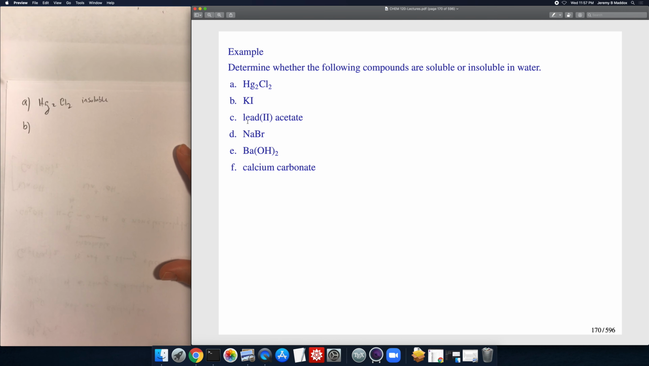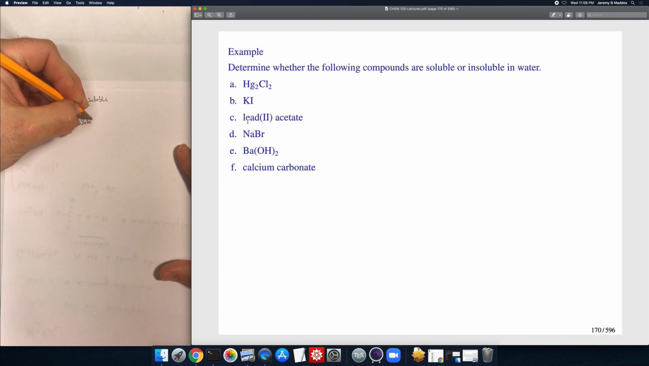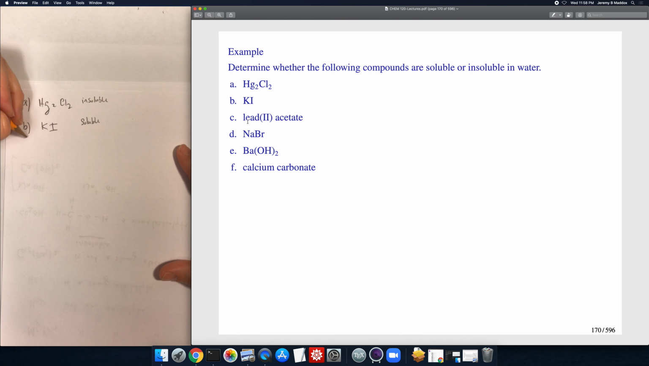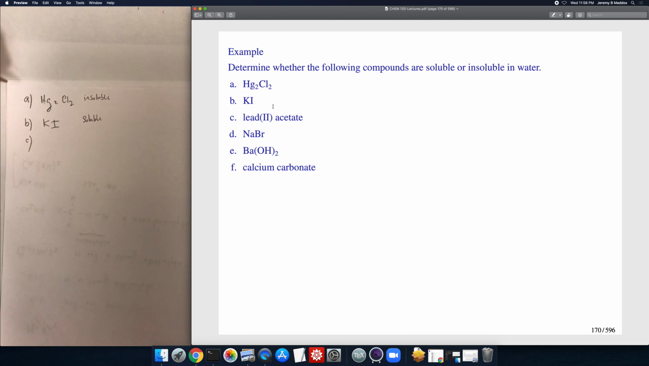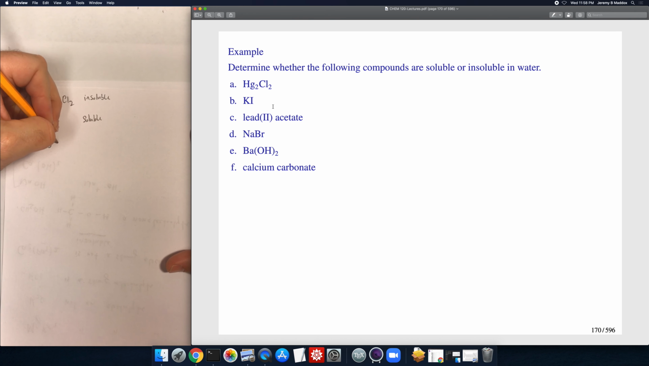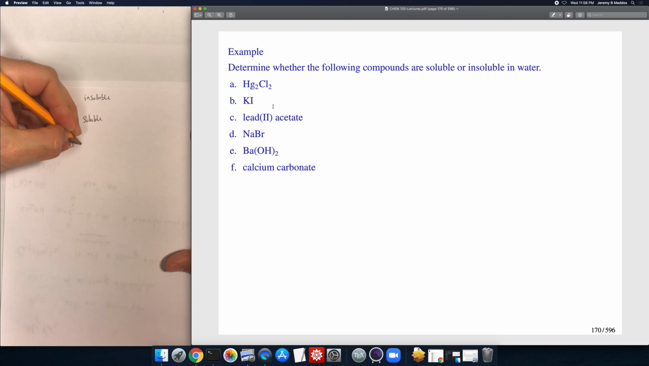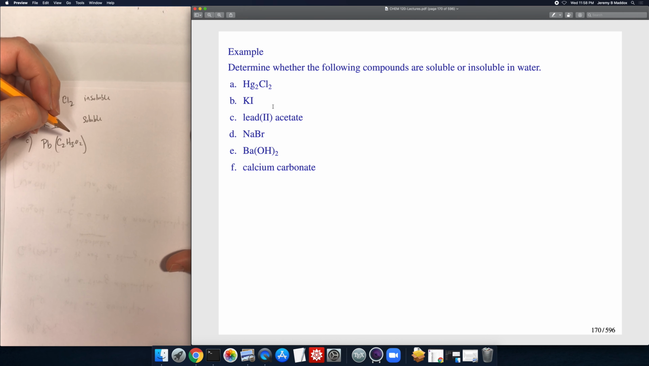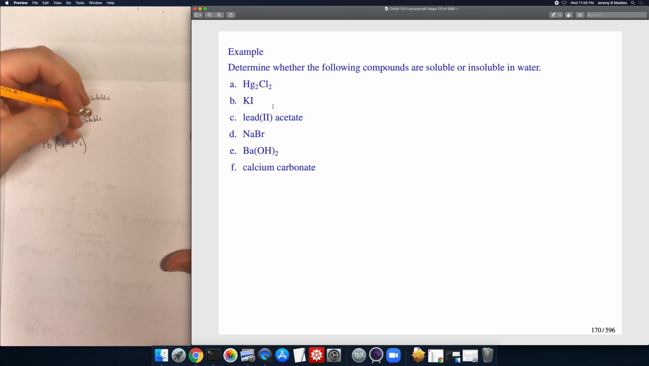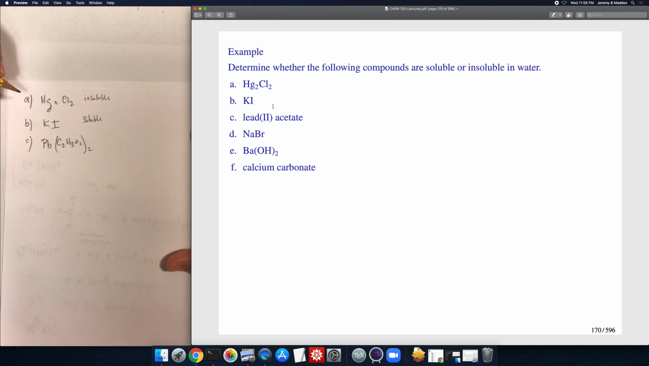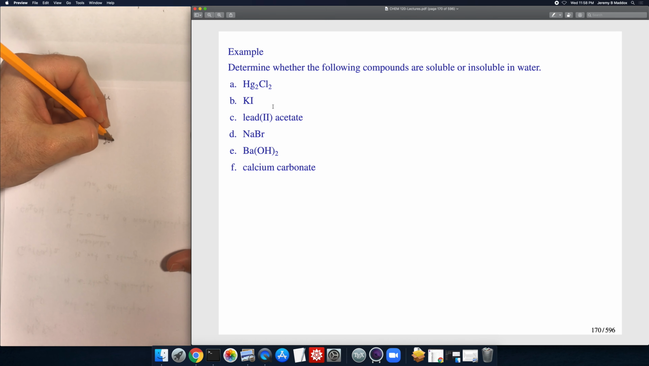For part B, potassium iodide, okay, we've got a halide, and then we've also got a group 1 cation. Anytime you see a group 1 cation, you know that it's soluble. Part C, lead 2 acetate. I'll go ahead and write the formula. Two of them. Acetates are always soluble. It doesn't matter that it's got lead. So this is soluble.